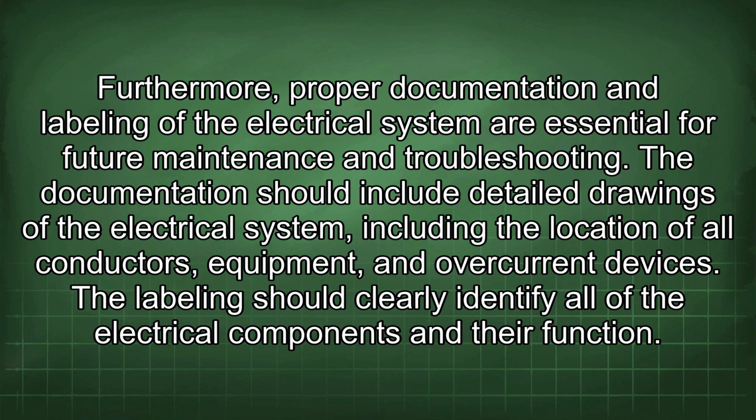Furthermore, proper documentation and labeling of the electrical system are essential for future maintenance and troubleshooting. The documentation should include detailed drawings of the electrical system, including the location of all conductors, equipment, and overcurrent devices. The labeling should clearly identify all of the electrical components and their function.